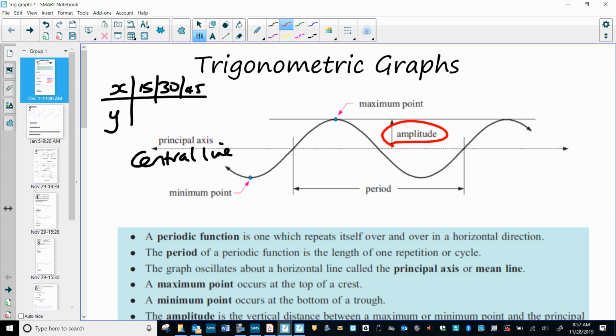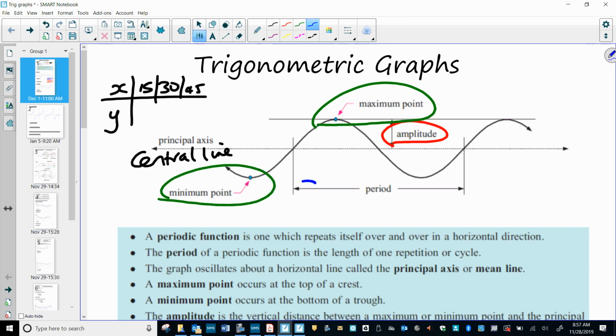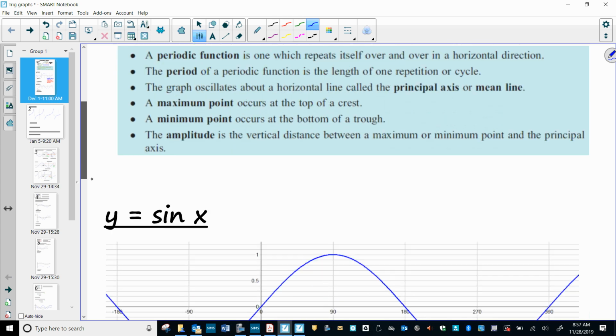We have maximum points, we have minimum points, and then this part here is known as the period. That's how long it takes to go from start to finish of one complete cycle. Can you see that that's a cycle? So up, and then it keeps repeating. So that would be known as its period. So that's just some terminology that you need to be aware of. It's all said here in this blue box.